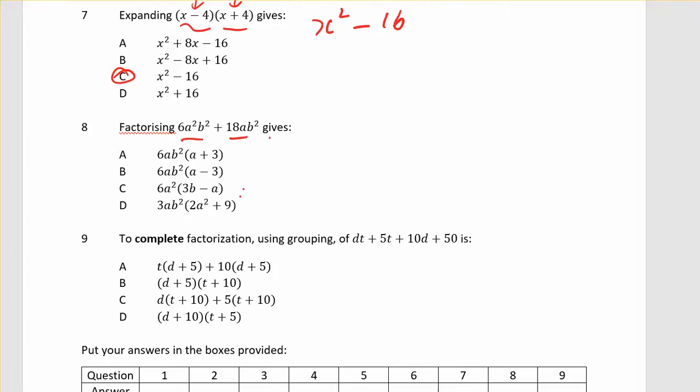Now I want to factorize this. So what do 6 and 18 have in common? They both go into 6 as a common factor, and they're both going to a single a, and they both go into b squared. So what do I need to multiply this by to get back to 6a squared b squared? I'm just missing an extra a. For this one, what am I missing? I'm missing a 3 because I need to multiply that by 3 to get 18ab squared. So your answer's A.